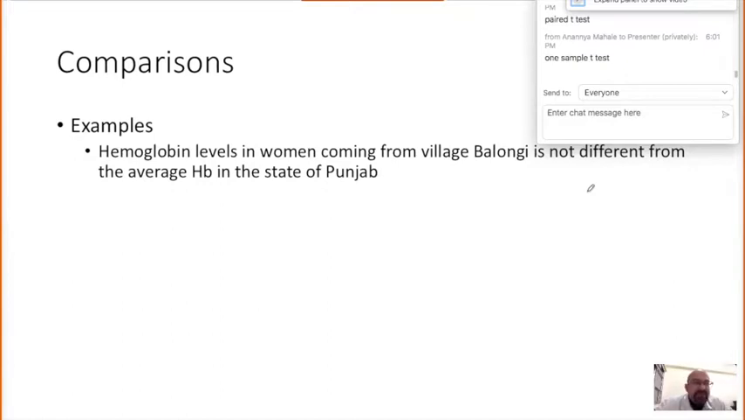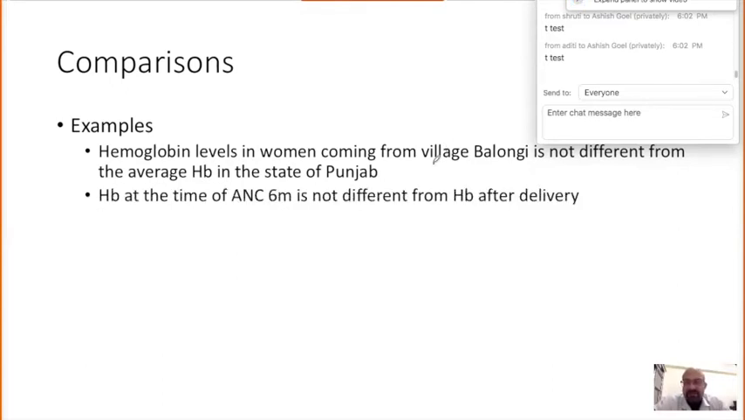Yes, Ananya says one sample t-test. Sonal says one sample t-test. Yes, Shruti, it's always a t-test. Aditi, it's always a t-test. But we are looking for a one sample t-test because we have only one sample. We have only those women who are coming from village Balongi. Let's go ahead. Let's look at the next one.